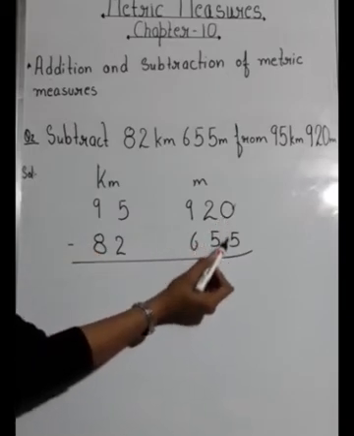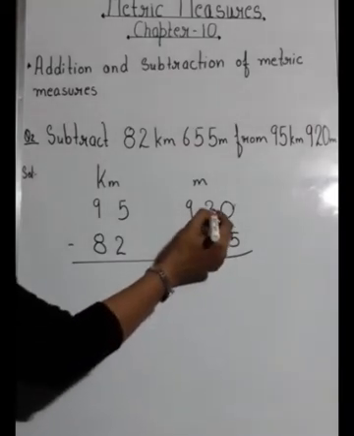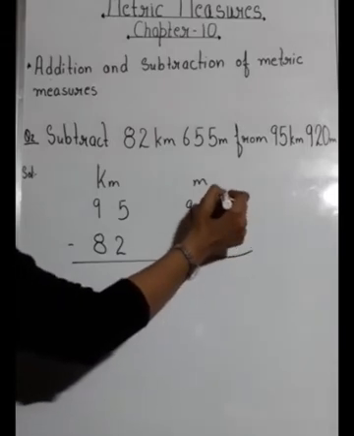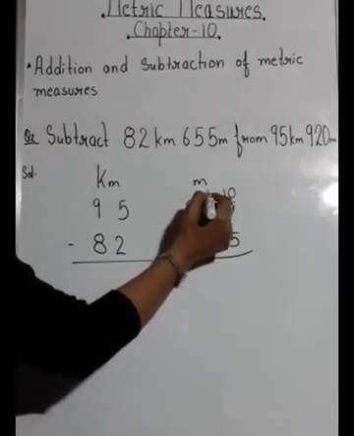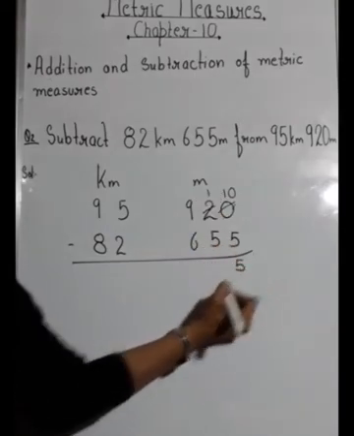Now here it is 0 and this is 5. You cannot subtract 5 from 0. So what you have to do, you will take a borrow from this 2. 2 will give borrow to this 0 and it becomes 10. This 2 becomes 1. So 10 minus 5 will be 5.